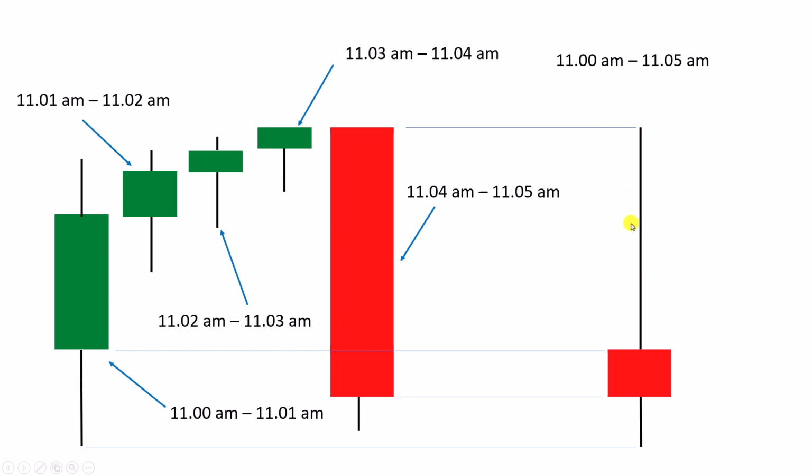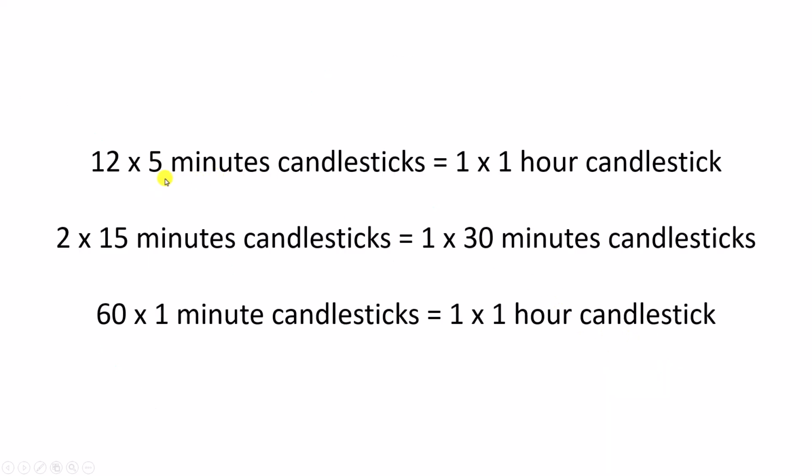Okay. So this is what happens when you change the time duration in the chart. When you go from higher to lower time frame, this is divided into this. When you go from lower to higher time frame, this is clubbed into this. Okay. Or in other words, what I want to say is 12 5 minute candlesticks make up one 1 hour candlestick. Or in other words, in one 1 hour candlestick, there are 12 5 minute candlesticks.